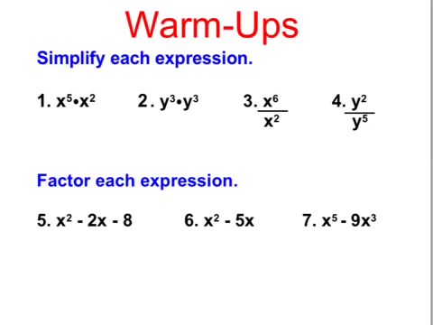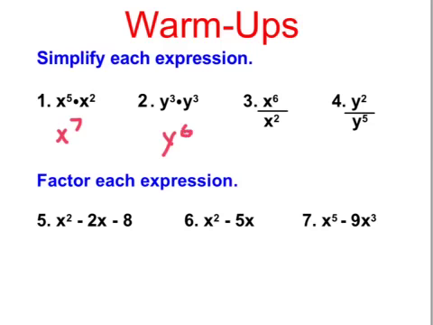Taking a look at example 1 on your warm-up, when you multiply like bases, both a base of x, you need to add the exponents. So we would get x to the 7th. For number 2, you also have like bases that are being multiplied, so you need to add your exponents. 3 plus 3 gives us y to the 6th power.